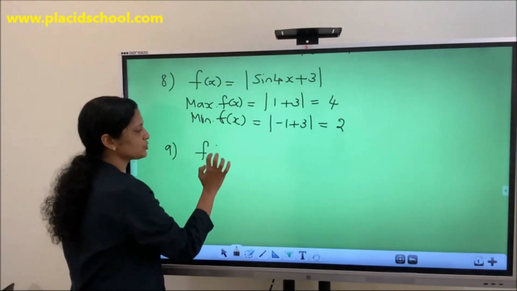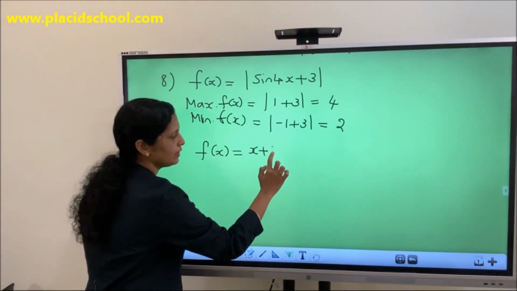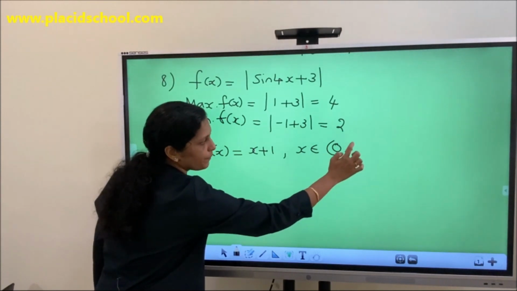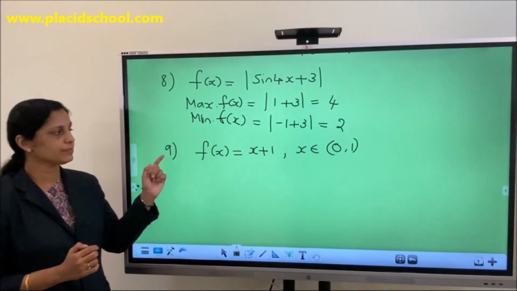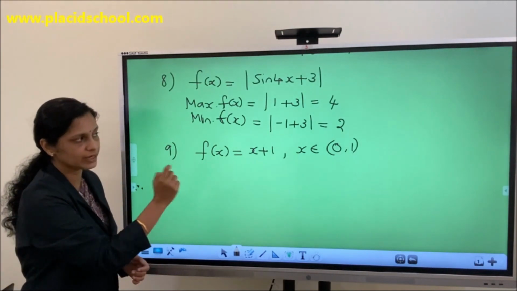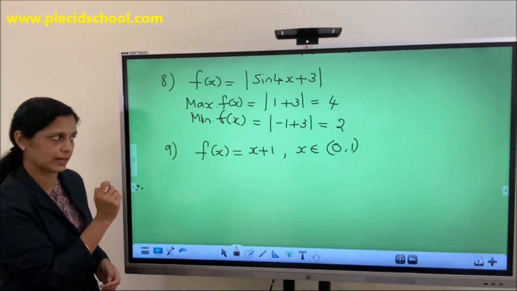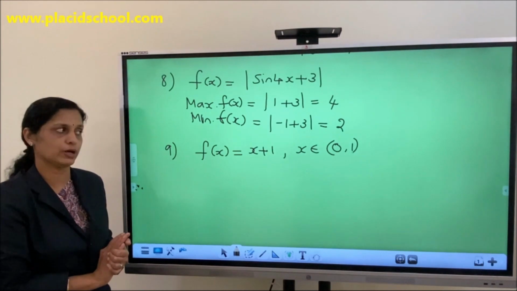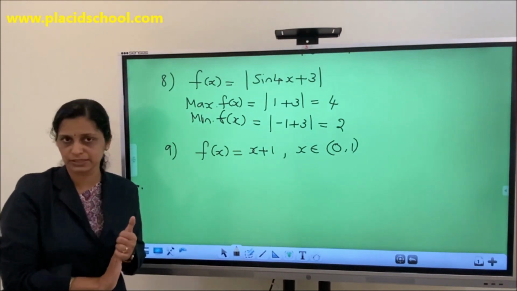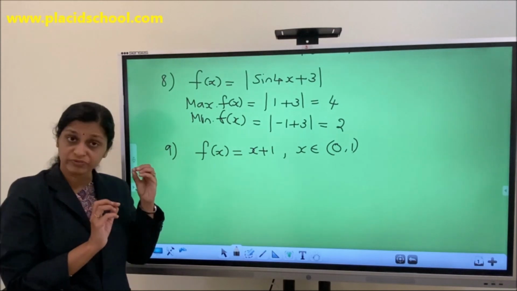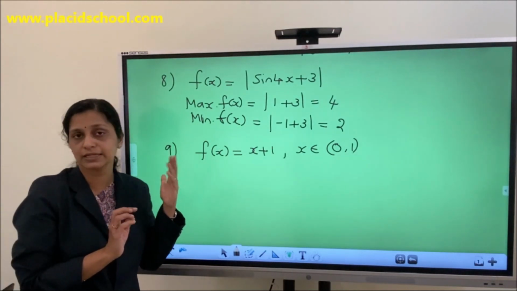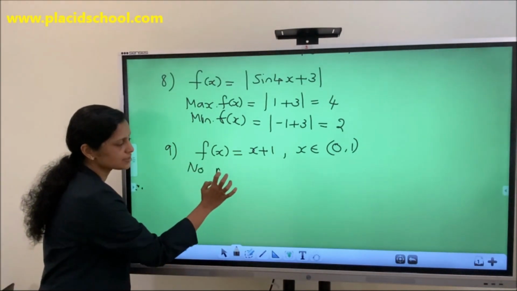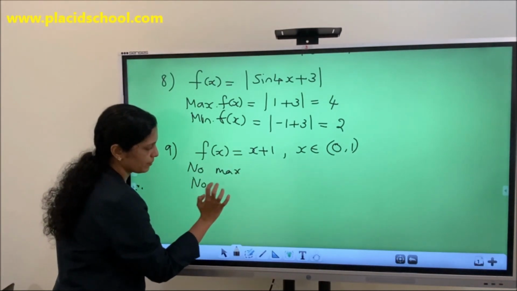Now question number 9: f(x) = x + 1, where x belongs to the open interval (0, 1). Here we cannot say anything about its maximum and minimum value because x belongs to an open interval. We cannot say which is the least value taken by x or which is the greatest value taken by x. Therefore, here no maximum, no minimum.